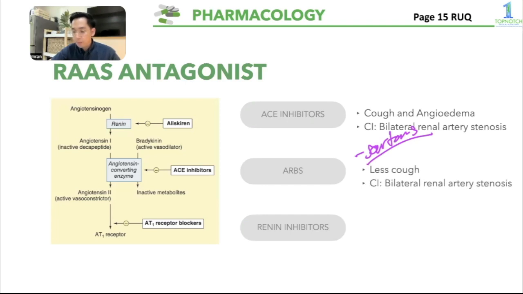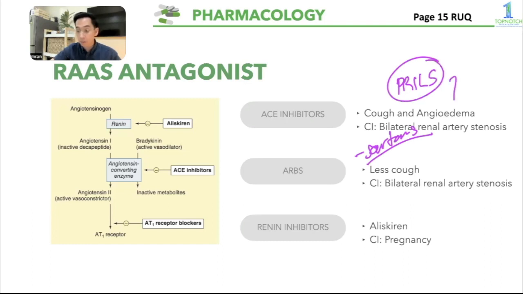Yan, aliskiren. Now, your ACE inhibitors or your prils, ang pinakalaging tinatanong nila, what is the side effect, no? It can cause your idiosyncratic cough, no? And angioedema. And when you have that, you have to really give or shift the patient to an ARB or your sartans, no? So which will have lesser cough as a side effect.